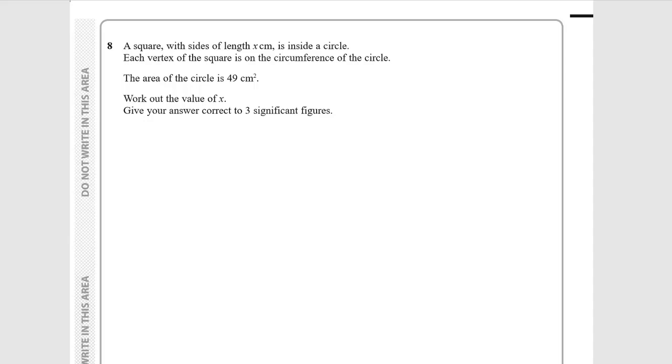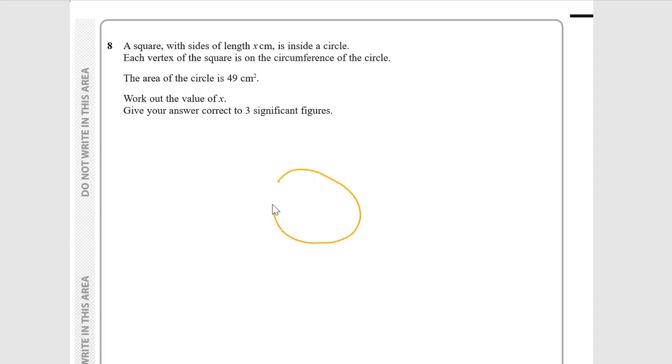Question 8. A square with side of length X is inside a circle. Each vertex, which just means corner of the square, is on the circumference of the circle, so that means just touching the circle. The area of the circle is 49 centimeters squared. Work out the value of X, correct to 3 significant figures.